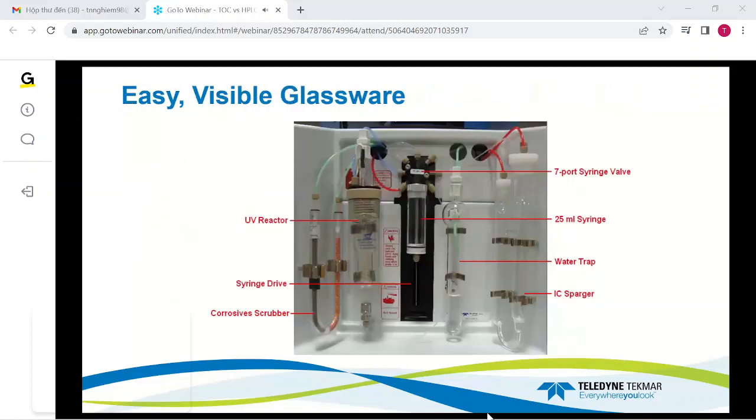We also like to make the chemistry viewable. We also like to make sure everything is up front and can be seen. So on the front of the system, we have what we call the chemistry area. This is where our IC sparger is, where we remove our IC. We have our water and copper tin scrubber where it removes contaminants and also dries out our CO2, so moisture is not getting into the detector. We utilize a 7-port syringe. And then we have the UV reactor where the UV light will interact with the sample that contains a persulfate reagent and then oxidizes the carbon to CO2.